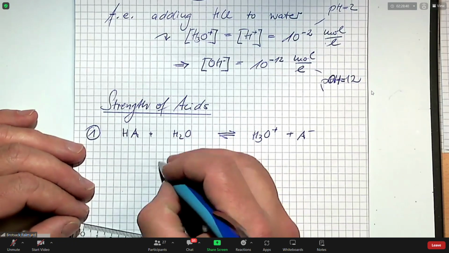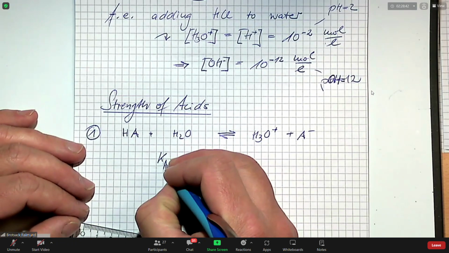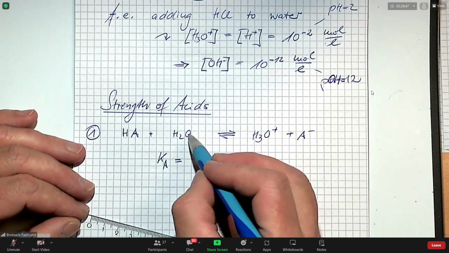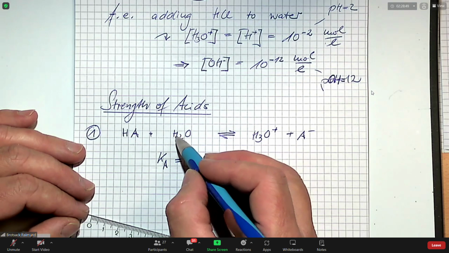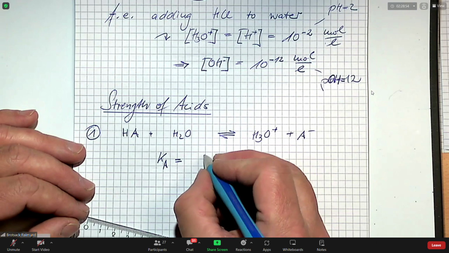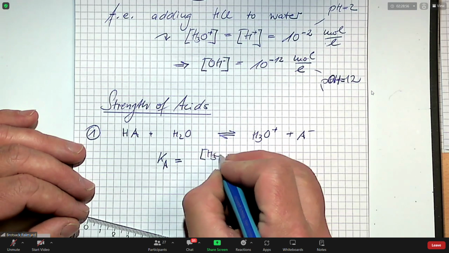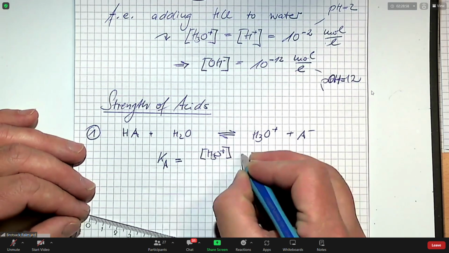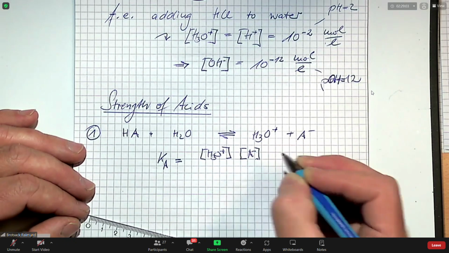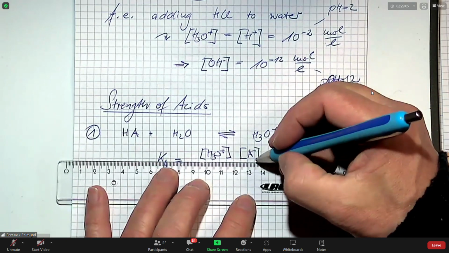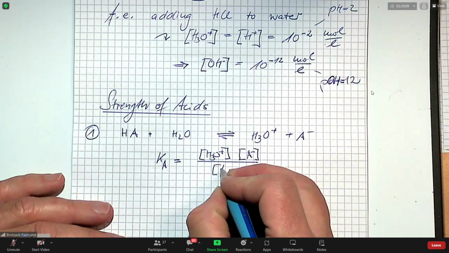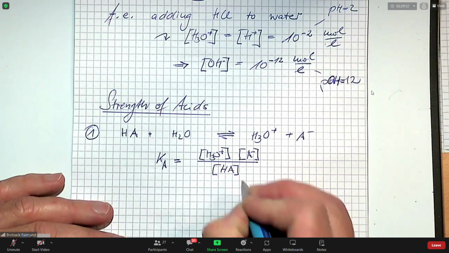When we use the law of mass action, Ka, we don't have to include the water. It's always 55.5 mole per liter, so don't care about it. We have the H3O plus concentration times the A minus concentration over, of course, the concentration of the acid, which we have to calculate.